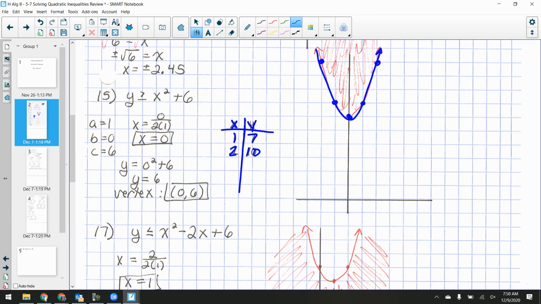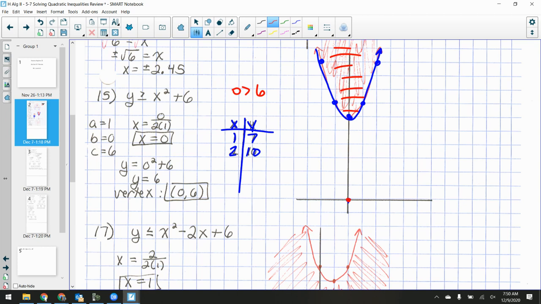I pick a test point. Let's pick 0, 0. Let's run 0, 0 through. That would be 0 is greater than 6, because 0 squared is 0 plus 6 is 6. So is 0 greater than 6? No. So shade on the opposite side of 0, 0, which in this case is the inside of the parabola.